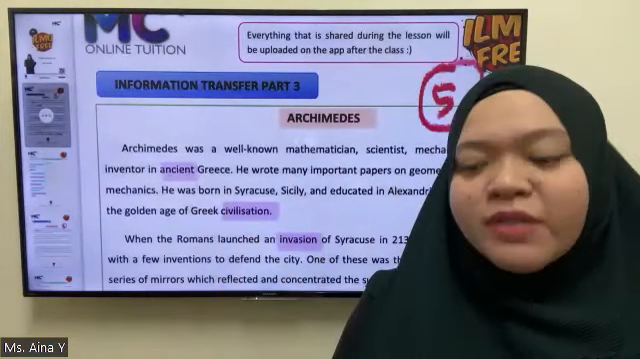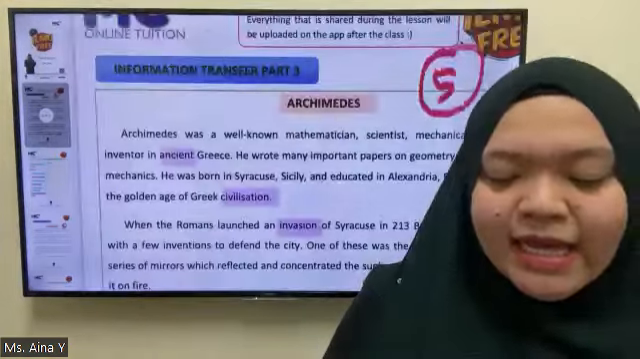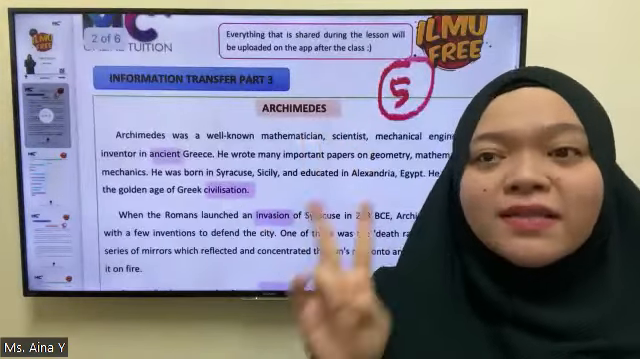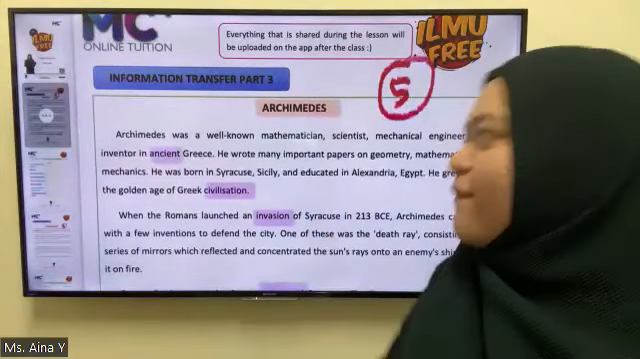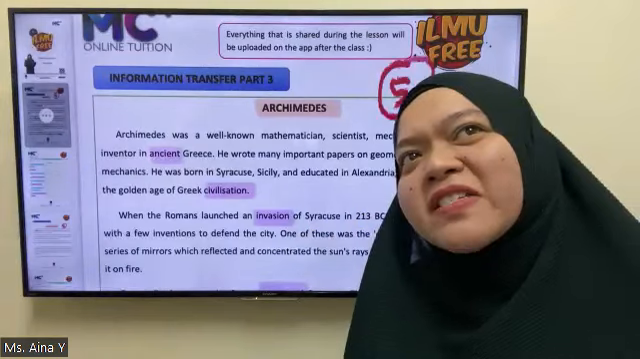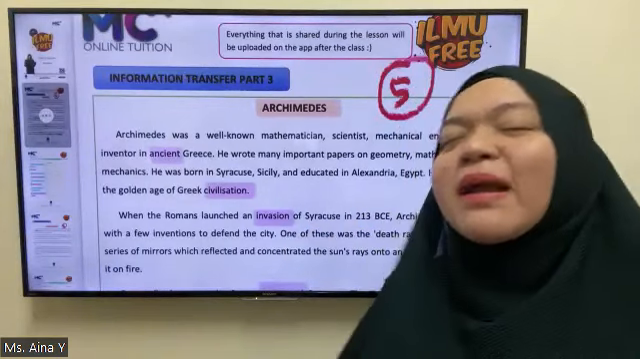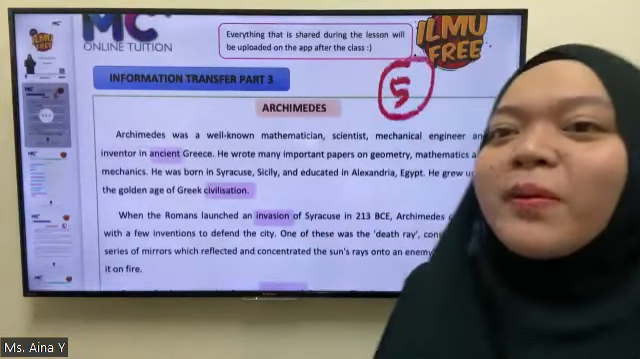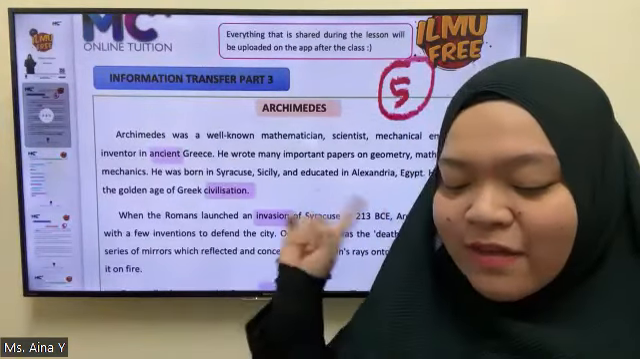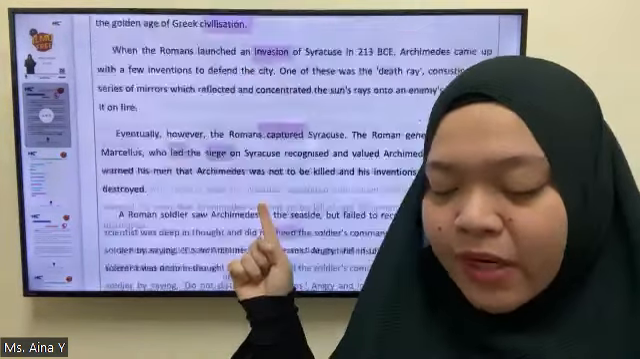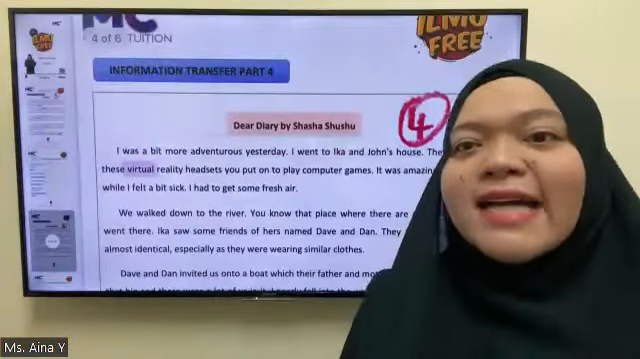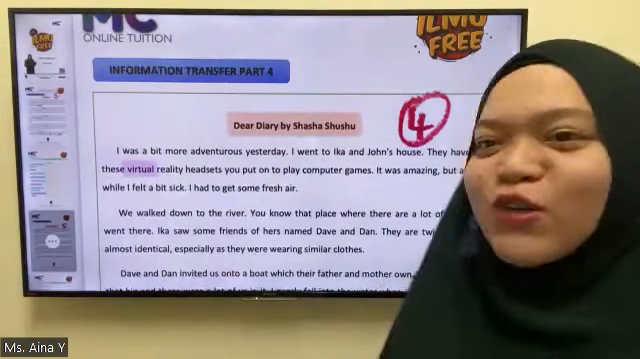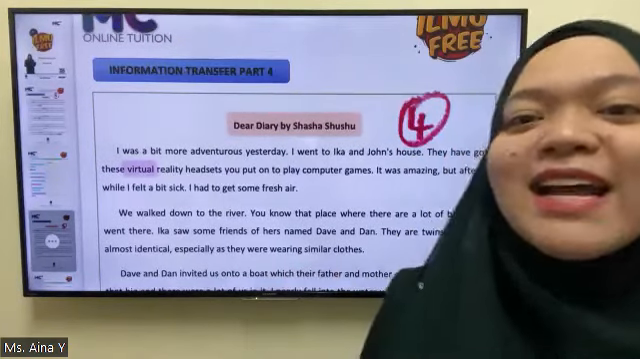So let's look at today's questions. We have two tasks for today. The first one is about Archimedes. I forgot what exactly he invented. Teacher hasn't been to school in a long time, right? I forgot what Archimedes did. Number two is about a diary by Shasha Shushu. Teacher just put in her own name.